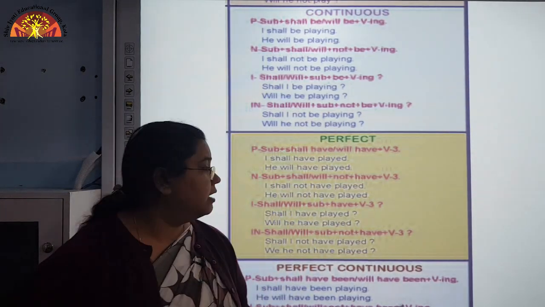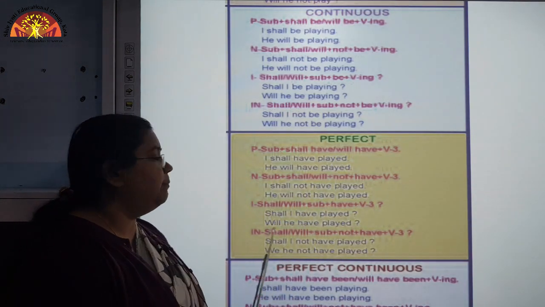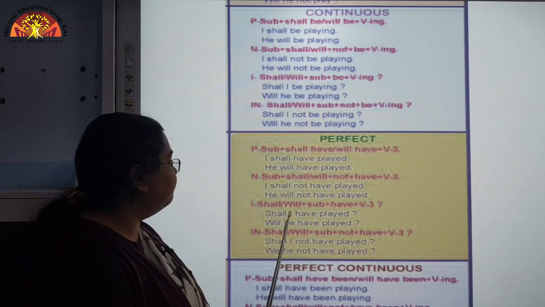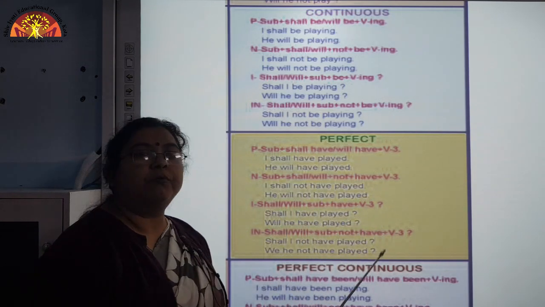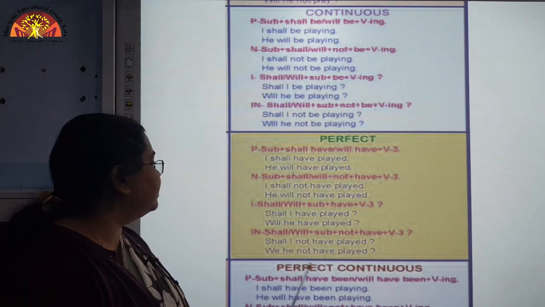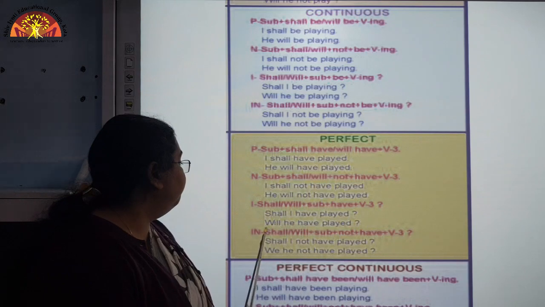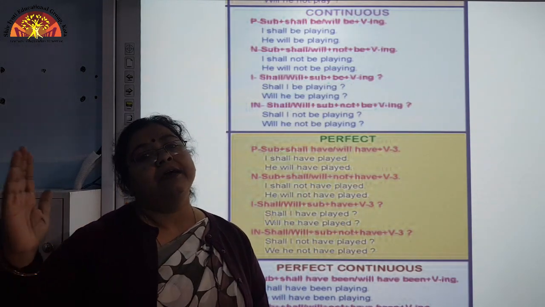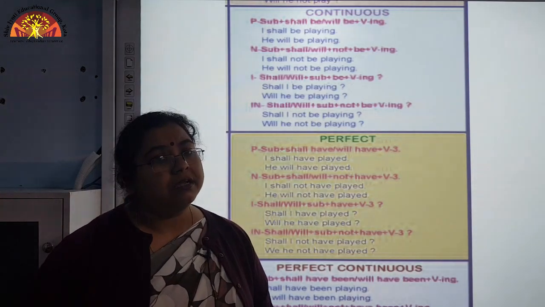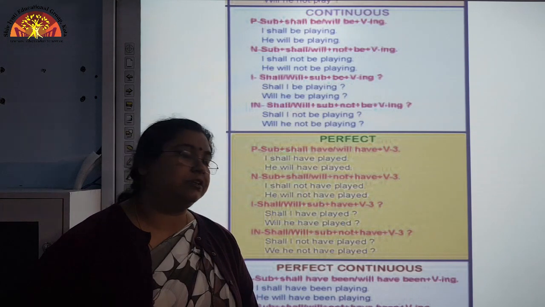Like this. Okay. Now, interrogative sentence. So, we will bring the helping verb first, shall or will plus subject plus have plus third form of the verb. So, now the sentence will be, shall I have played? Will he have played? Will she have written the letter? Like this. Okay.